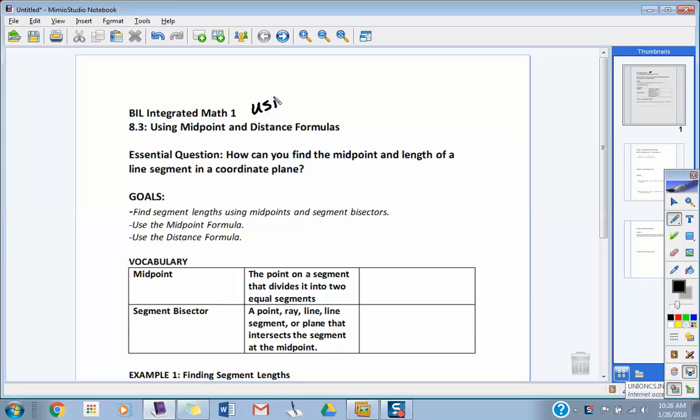So again, a segment's a line that has a start and an ending point. So you're still going to be using line segments here in 8.3. The title today is called Using the Midpoint and Distance Formulas. Midpoint and distance formulas.